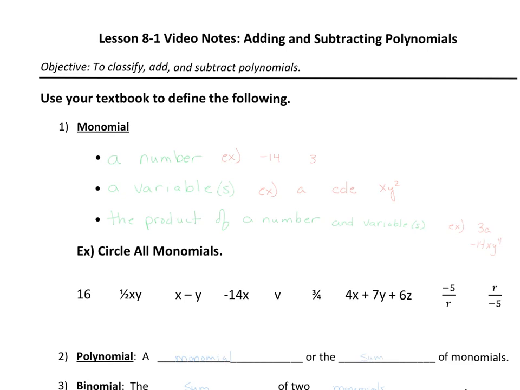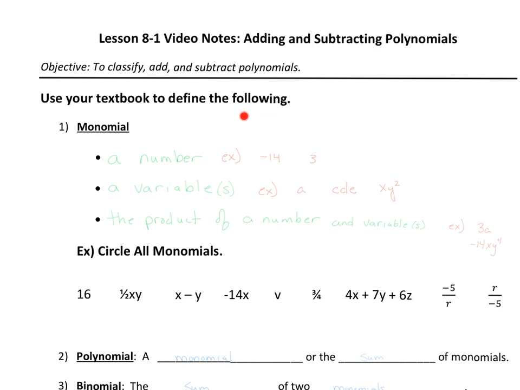All right, we're going to be working on lesson 8.1, and we're going to be working on adding and subtracting polynomials. Now, polynomials is probably not a word you're really familiar with, so we're going to have to take you through some basic vocabulary first, and then we'll discover what polynomials are, and after I introduce all that, then we'll talk about adding and subtracting them, okay?